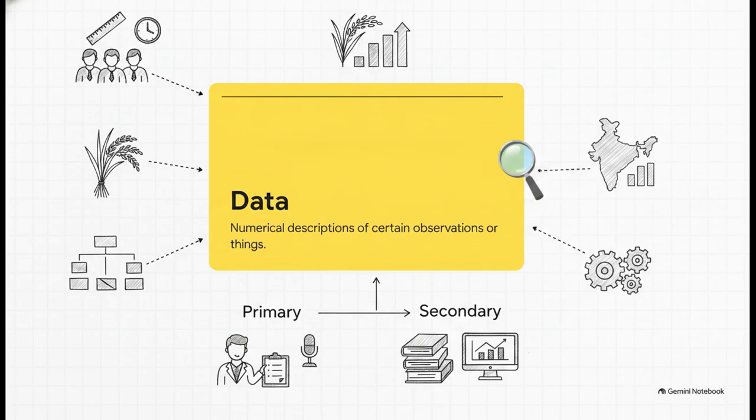Or zoom out to a much larger scale. If we track the annual production of rice in India over a span of, say, several years, that numerical information is data. It's the raw material. It's the absolute starting point for statisticians. Without it, statistical analysis just literally isn't possible.